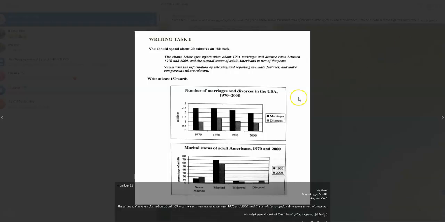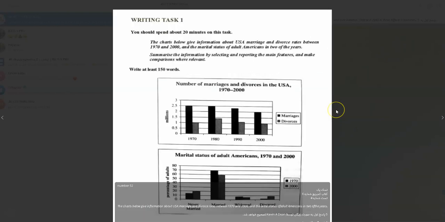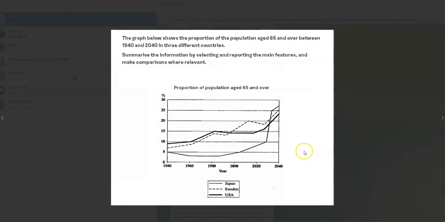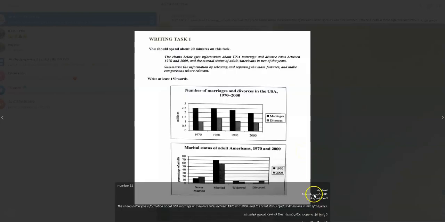So, number of marriages and divorces in the USA. Not sure if I can make this any bigger. Yeah, I can. You can just about see that without the writing. That's from IELTS 9 Pro, our group on Telegram. So you've got 2 charts: marriage and divorce rates 1970 to 2000, and marital status.